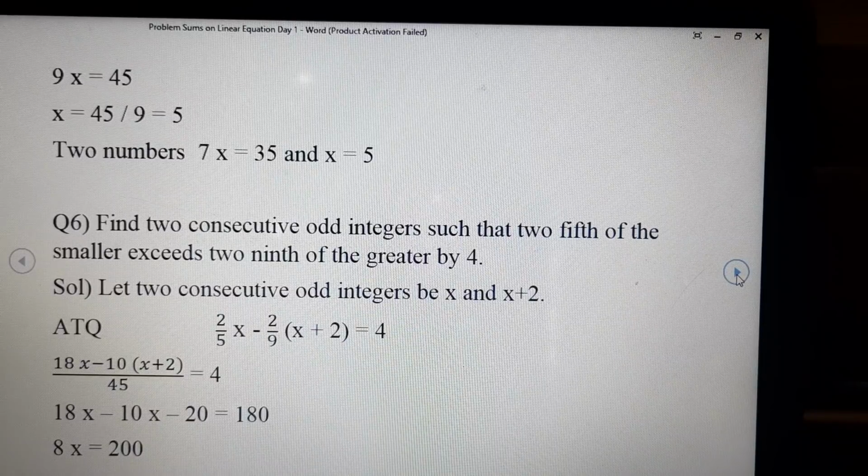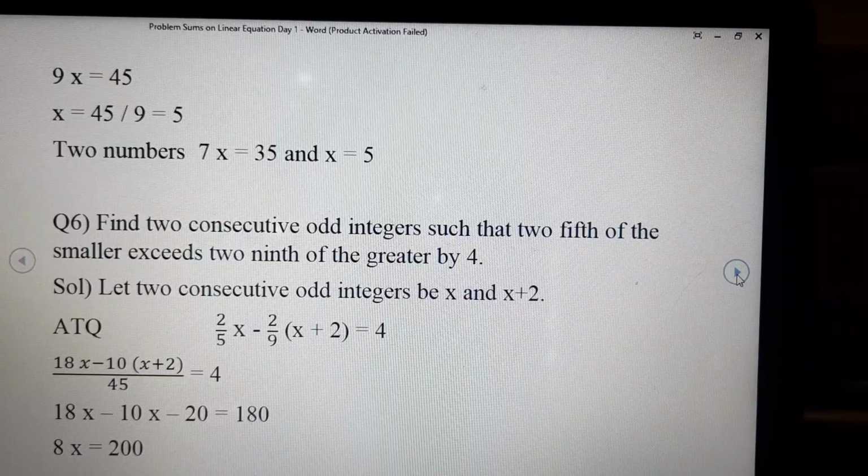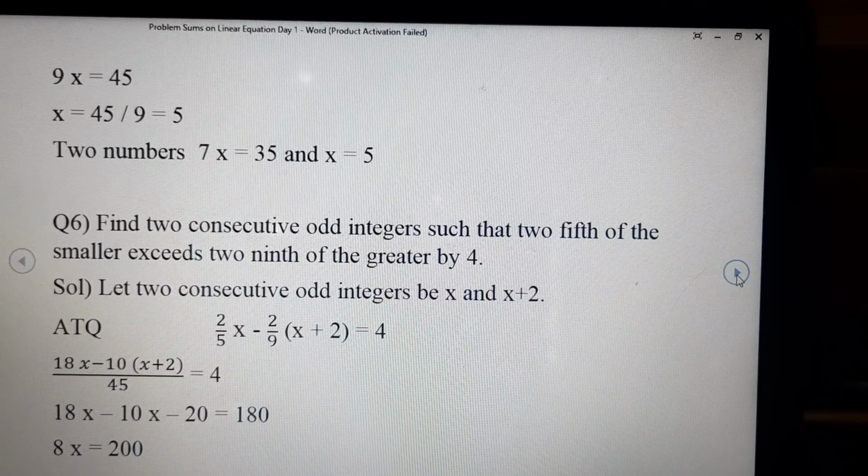Are you getting it? So the point is this, whether they are saying two consecutive odd integers or two consecutive even integers, we are supposed to consider them as x, x plus 2, x plus 4 and x plus 6. Okay, clear? So two consecutive odd integers we have considered as x and x plus 2. x is smaller, x plus 2 is greater.